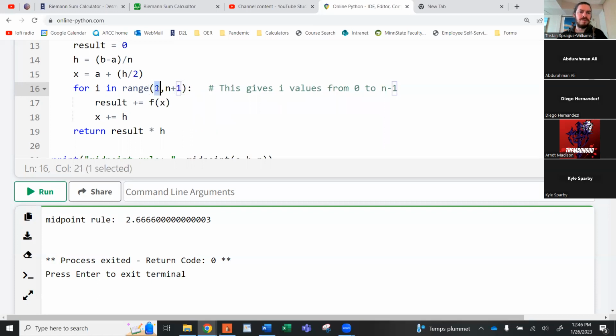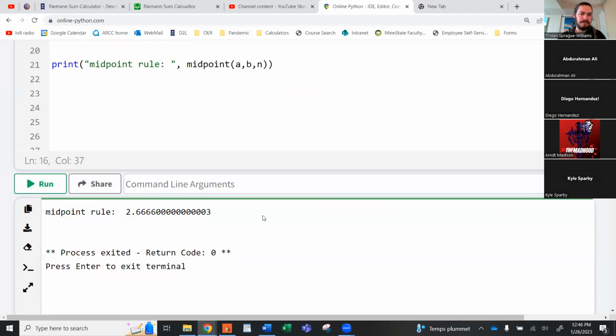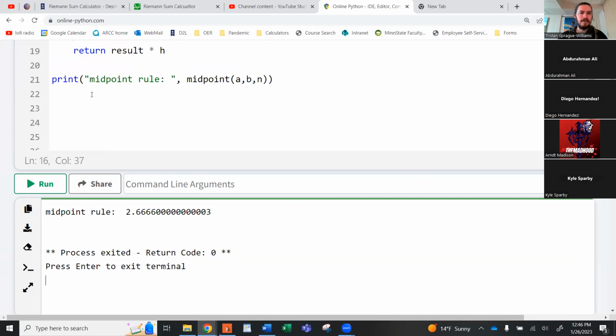So it always starts at this value and then ends as soon as it gets to this value. But that means that it doesn't actually use that value. It stops one short. So this would go from 1 to n. But it doesn't really matter for this one because all it's doing is keeping track of the number of times it does it. And that just needs to be n. That'll matter more when we do the trapezoid rule tomorrow.